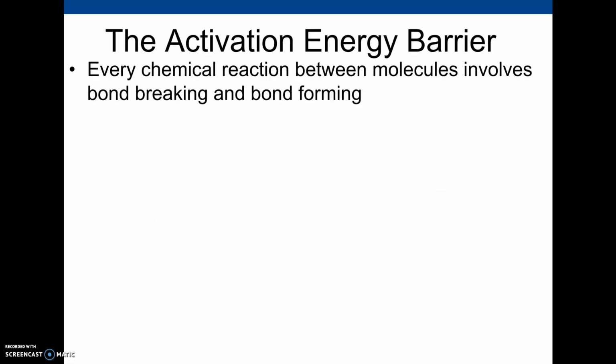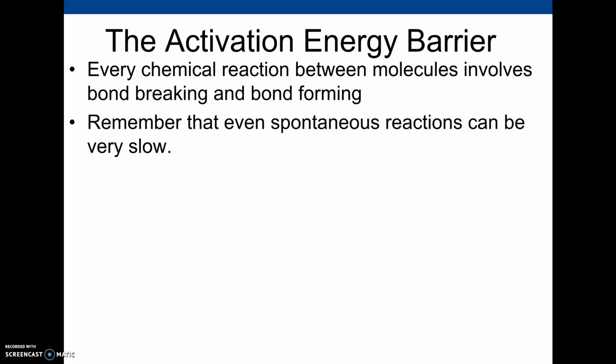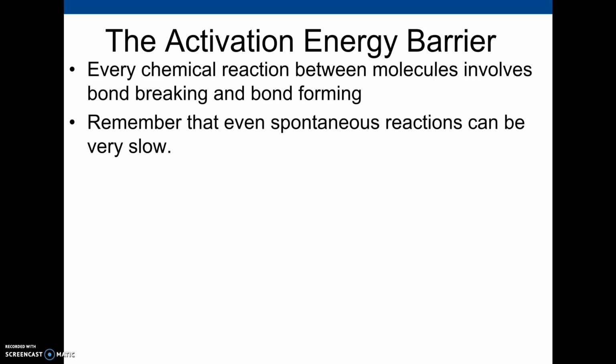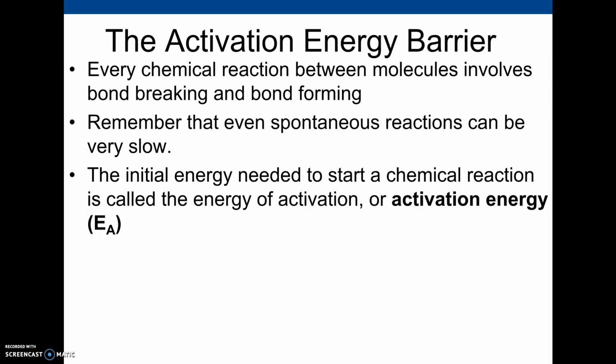All right, now, here's the next thing. So chemical reactions always involve bonds breaking and bonds forming, and even though a reaction might be spontaneous, meaning that reaction releases energy, remember something like this. So this would be a negative delta G, and energy is being released. That doesn't mean that the reaction is going to happen fast. Just because a reaction releases energy and is spontaneous, the word spontaneous doesn't mean it happens right away.